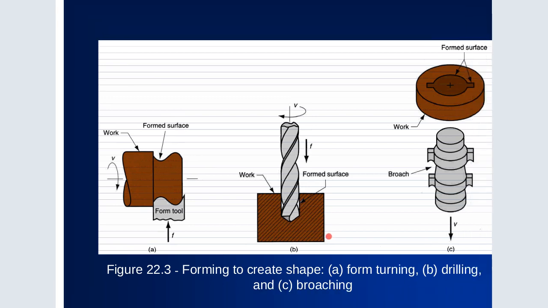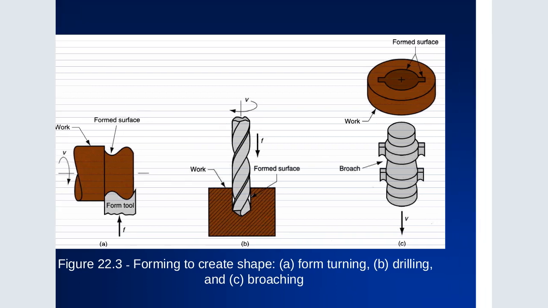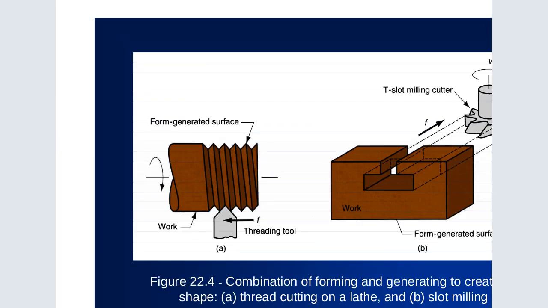And then the forming and creating of shapes. Now you can see the form tool. It can form. Once a surface is formed and rotated there, it forms the shape that is needed. And we can also see now the form turning. We can now see the drilling. The drilling tool is there, forming the shape using that drill. And then we have the broaching. This is the work surface, and the broach is there. When it is taken in, you can see it making a shape, the form surface that is already formed. So those are ways of how shapes can be formed.